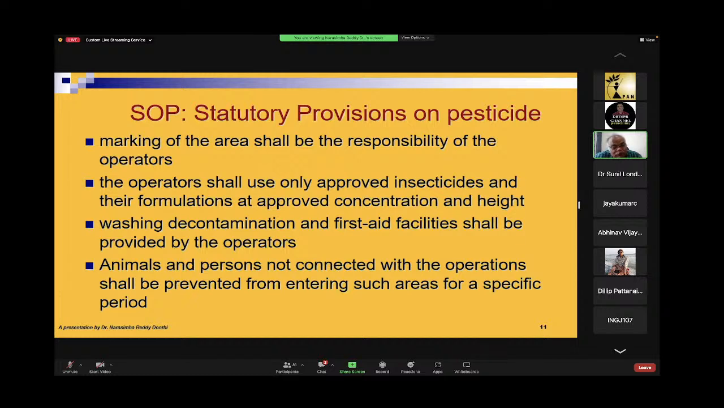If there is an emergency, the responsibility was placed on the drone operators in the draft SOP, but that clause was removed from the final notification. So I don't know why the emergency plans... whenever there is a crash or whenever there is a pesticide poisoning, I think these are all emergencies, and there was a clause which says that's a responsibility of the operators, but then that was removed, probably because of pressure from the drone companies or pesticide companies. So who is responsible is again not there.